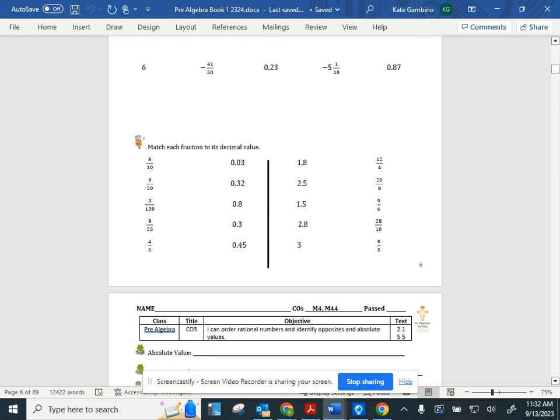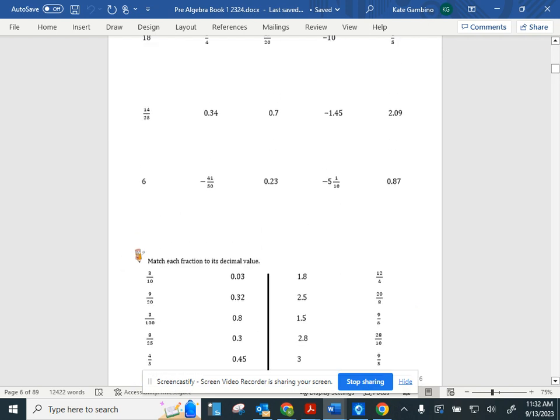And then at the bottom, match each fraction to its decimal value. So we know for fractions into decimals, put it to 100, figure out what the decimal is going to be. Here, your decimal to the fraction, put them over 100, figure out what it's going to be. I see a lot of improper fractions because we've got all those whole numbers, so really think through what that's going to look like. Any questions for our math for today?